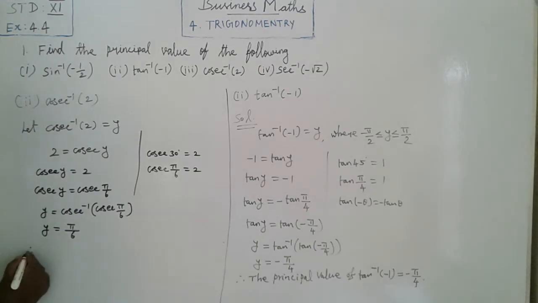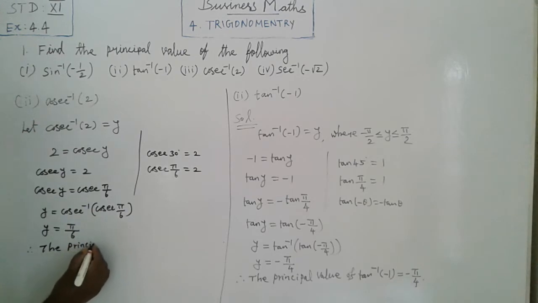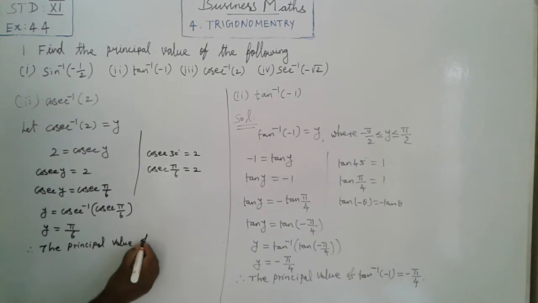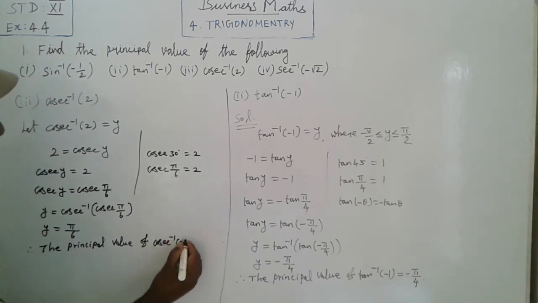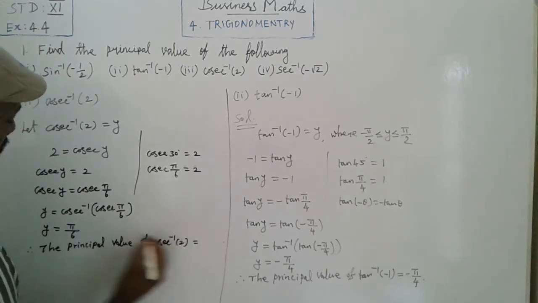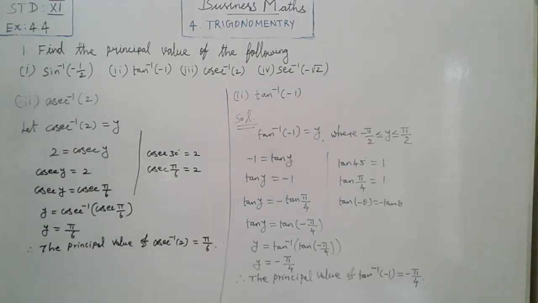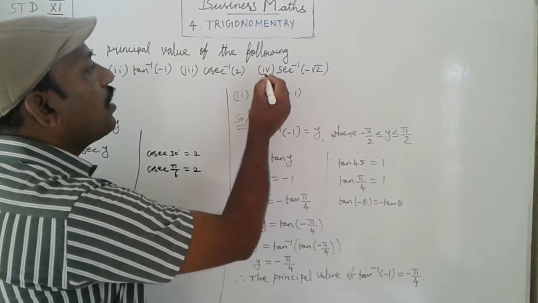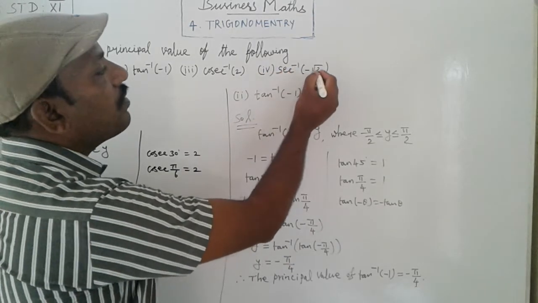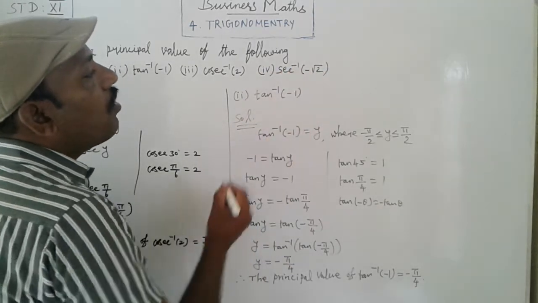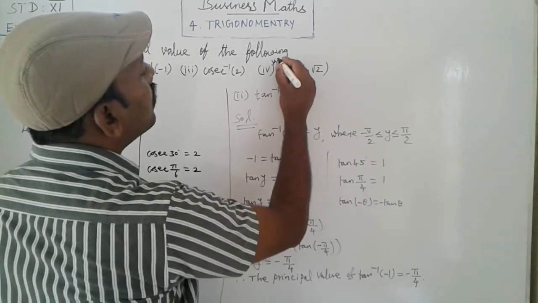Therefore, the principal value of cosecant inverse of 2 equal to pi by 6. That's all. Next, fourth sum is secant inverse of minus root 2, which is homework. You should complete it as homework.